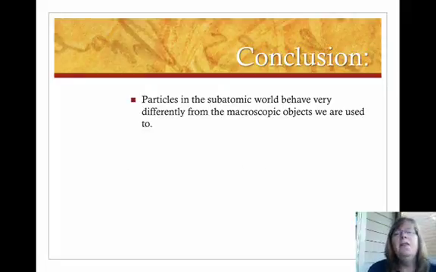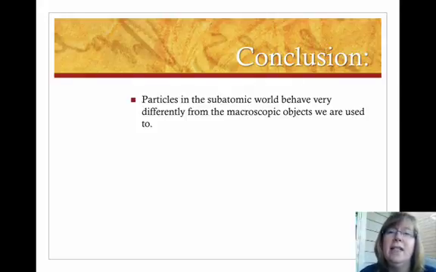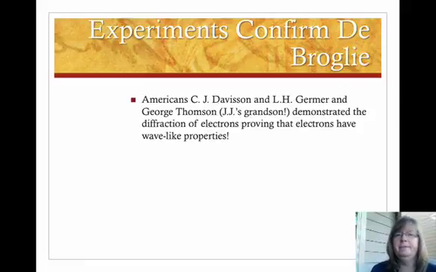So, the conclusion from all of this and these calculations should show you that particles that are in our subatomic world behave very differently from our macroscopic objects that we're used to. They actually have a wavelength that is measurable. So we can envision electrons and photons and these particles having wave-like properties.